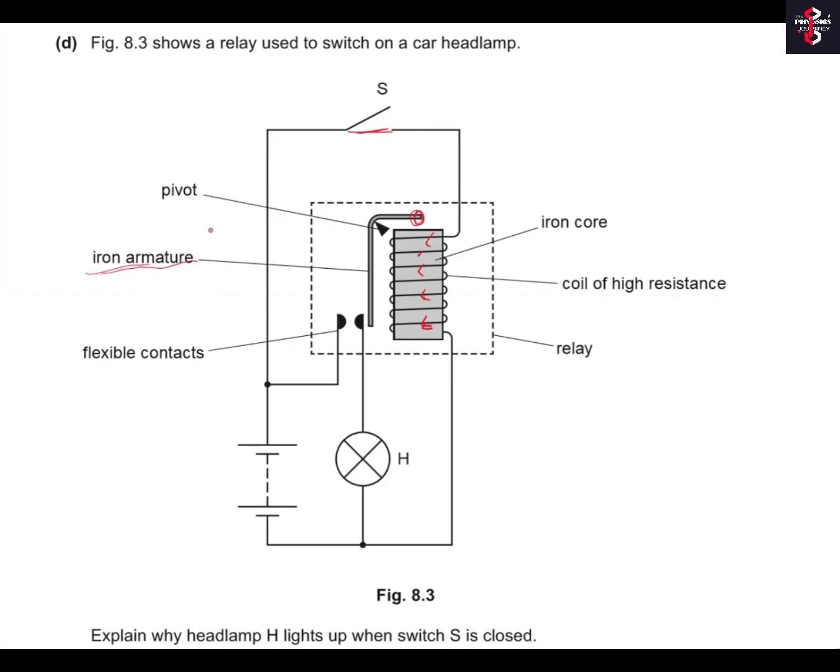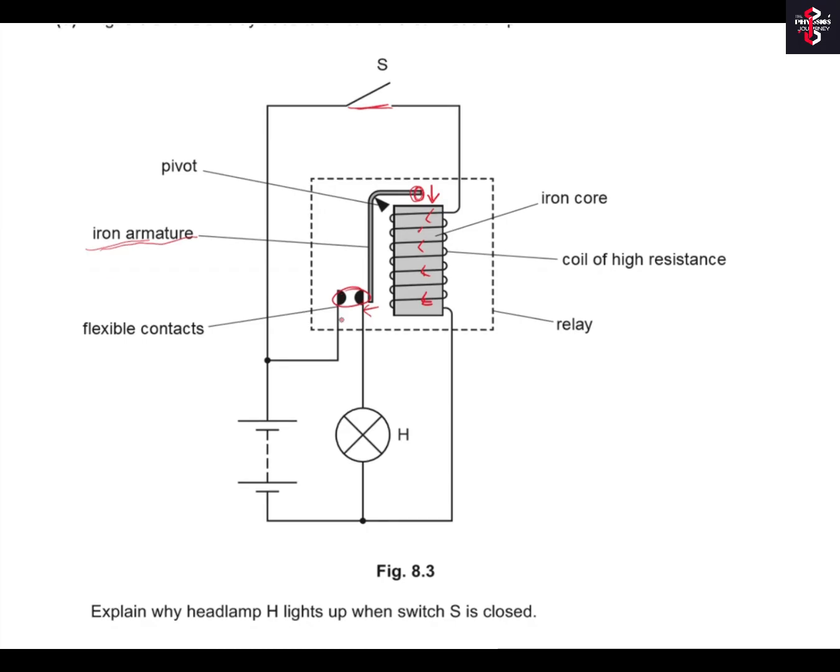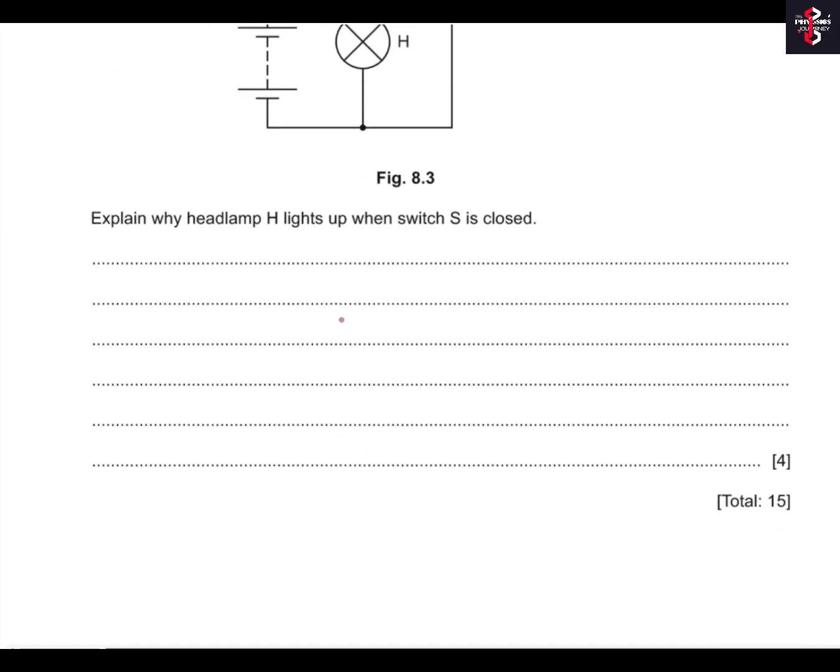A movement will be created and it will turn around. This will go downward as it will be attracted towards this. As a result, this will move outside, causing these flexible contacts to meet each other. So when these contacts meet each other, the circuit for the headlamp will be completed and it will light up.